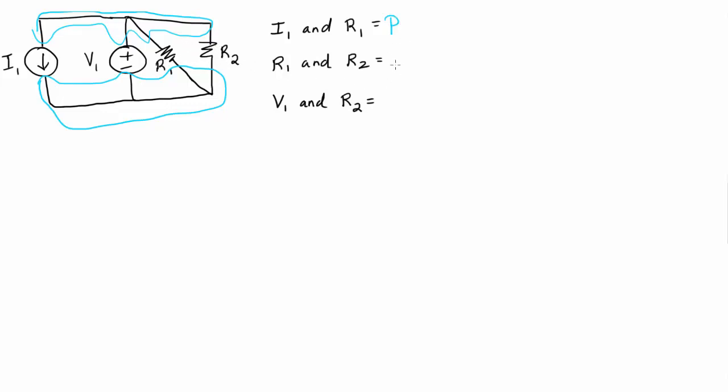R1 and R2, same deal, parallel, because there are 2 nodes in common, the top and bottom. And V1 and R2, same thing. So everything in this last example is in parallel.